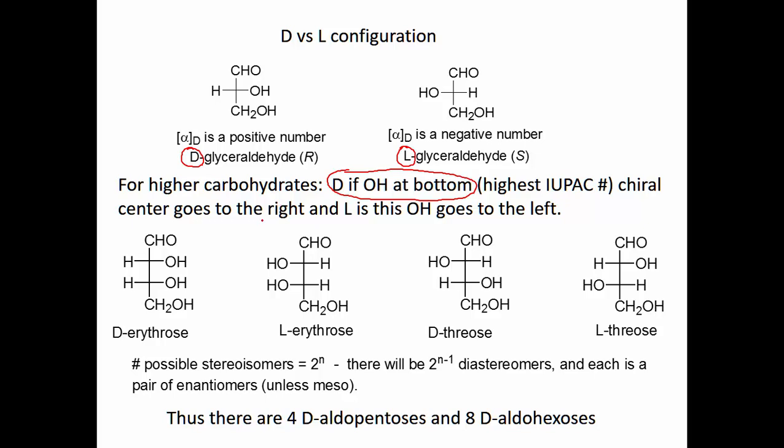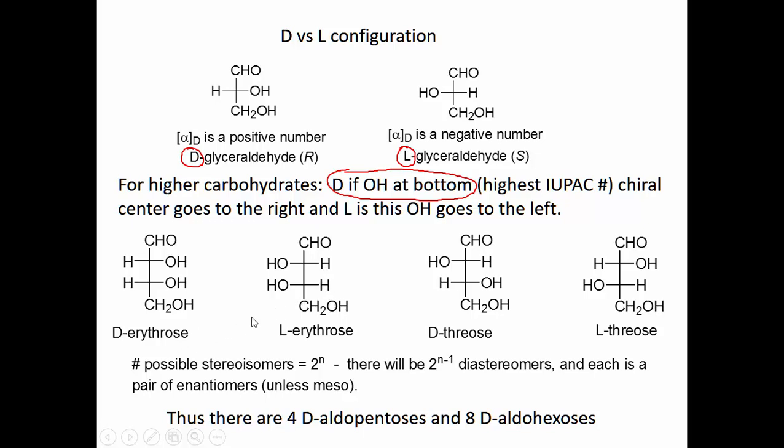Okay, so here is D-erythrose right here on the left. If we want to think of what L-erythrose looks like, we have to make sure that the bottom chiral center is going to the left, and we have to make sure that every chiral center in D-erythrose is opposite to every chiral center in L-erythrose. They have to be completely opposite. They have to be mirror images, okay? All right.